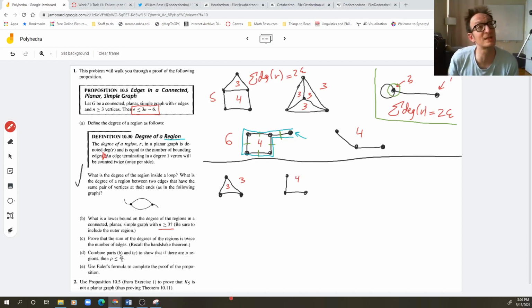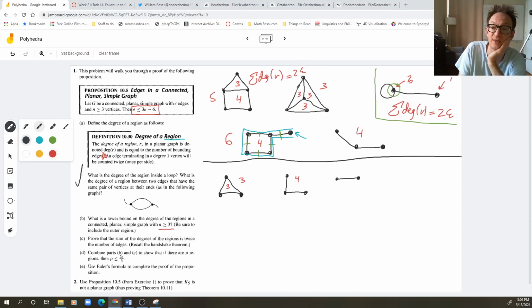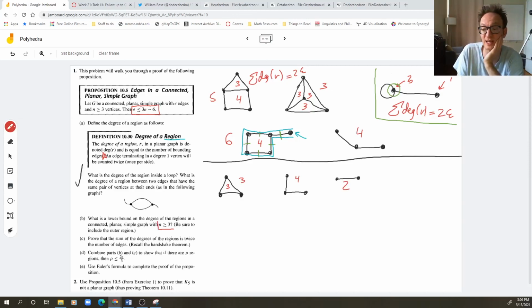The point is, where's the lower bound? The degree of the regions. So this is the key idea: you just can't have any regions of degree 2. The only way to have a region of degree 2 is if you have a graph with just one edge and 2 vertices. It will be the case that this region has degree 2, but notice that we're insisting that n be greater than or equal to 3 for the moment.